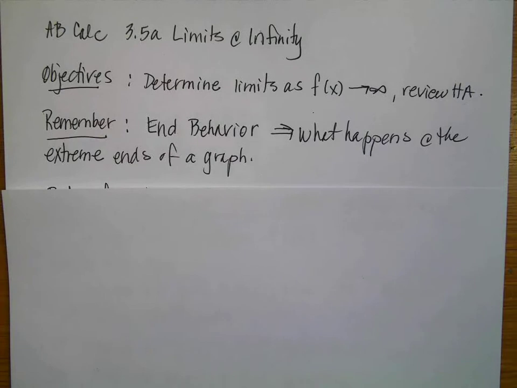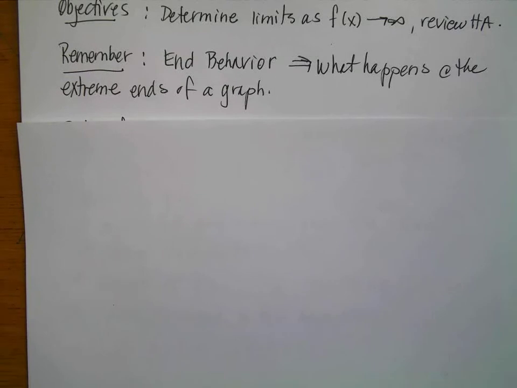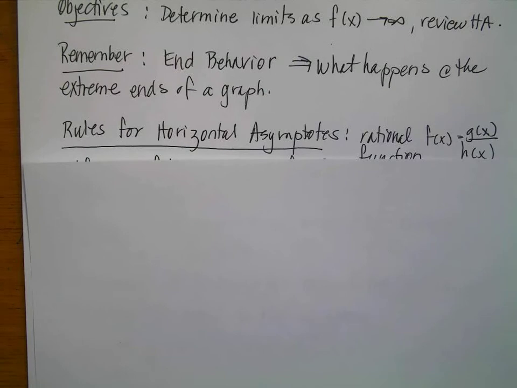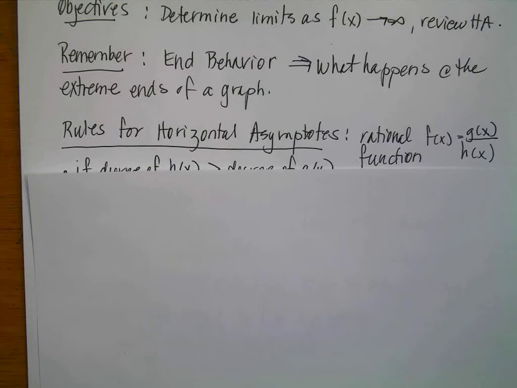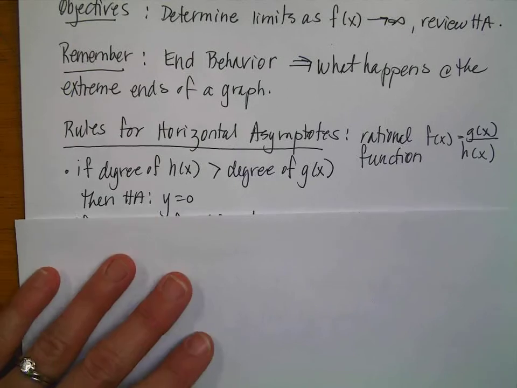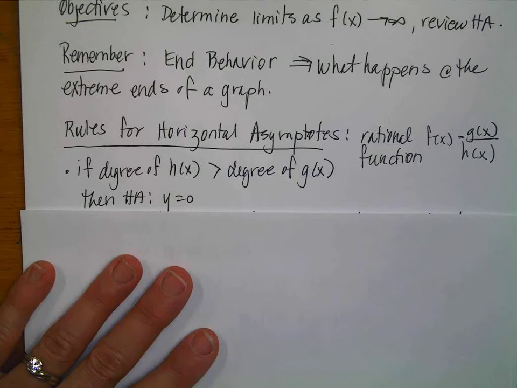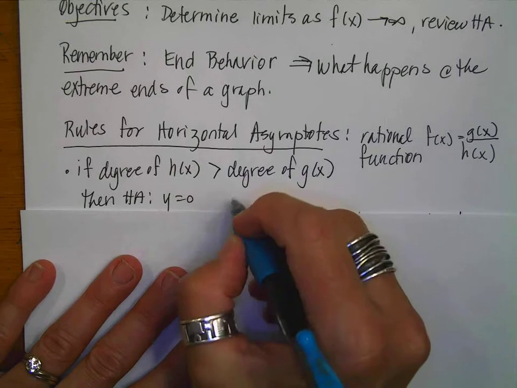Remember that end behavior is what happens at the extreme ends of the graph. And we've talked about that now for a couple of math courses. So now I want to review the rules for horizontal asymptotes. If I have a rational function, which is a function divided by a function, if the degree of the denominator is higher than the degree of the numerator, then the horizontal asymptote would be y is equal to 0.